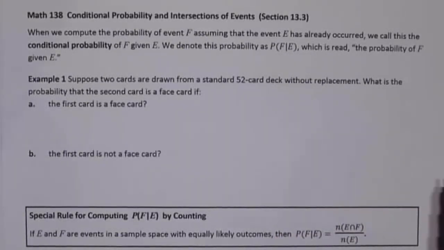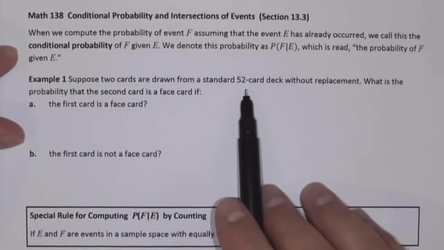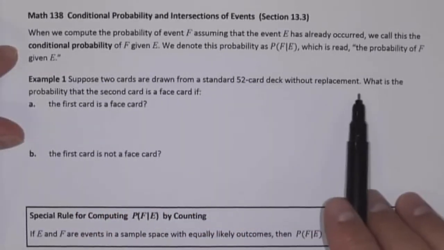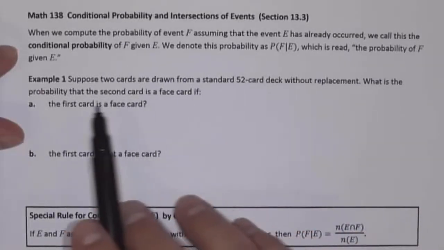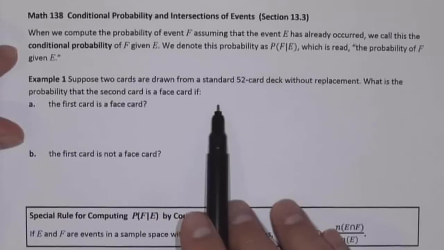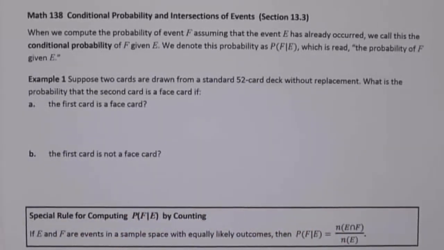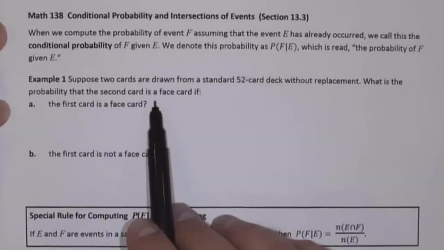Example 1. Suppose two cards are drawn from a standard 52-card deck without replacement. What is the probability that the second card is a face card if the first card is a face card? So in this example, we're not just drawing one card from the deck of 52 cards, we're drawing out two cards. And the question is about the second card.